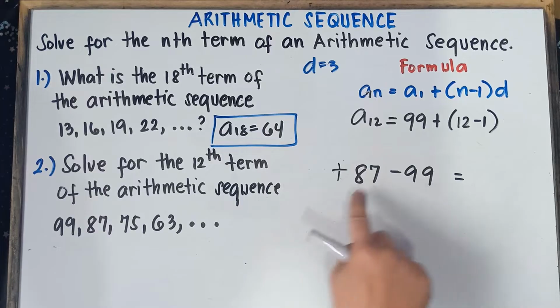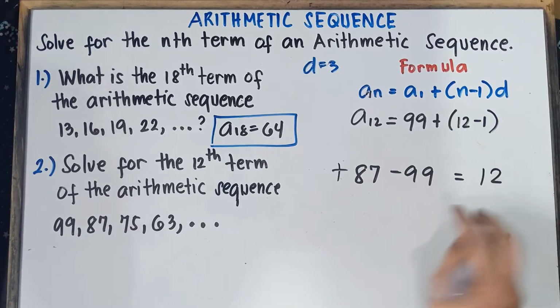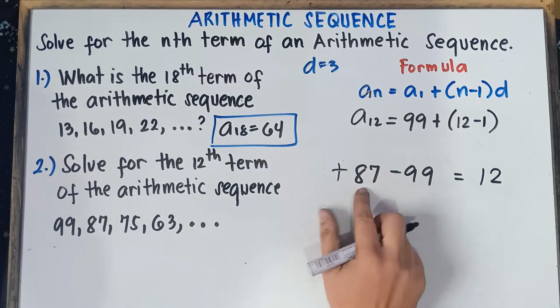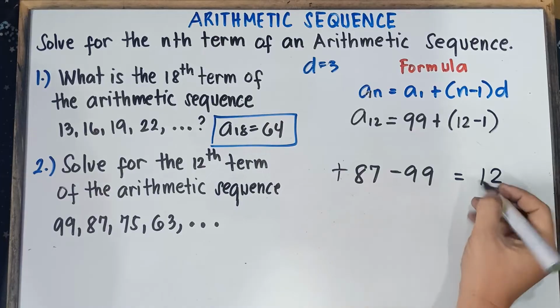Subtract 99 minus 87, that would be 12. Now 99 is greater than 87. We copy the sign of 99. That would be negative 12.